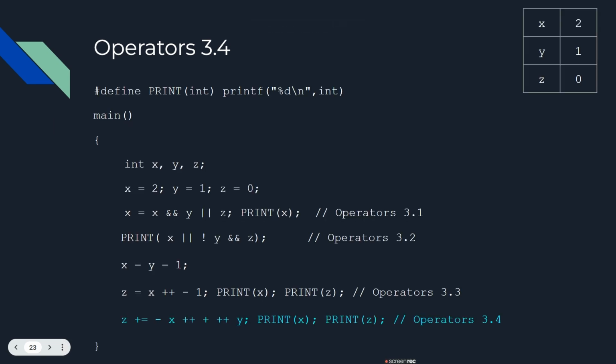Alright, here we go. Operators 3.4. Once again, we got the main snippet of code. We got our main function with the statement under question here being highlighted in teal/cyan. We got z += -x+++ ++y, followed by two print macro invocation calls with x and z being passed in as the identifiers.